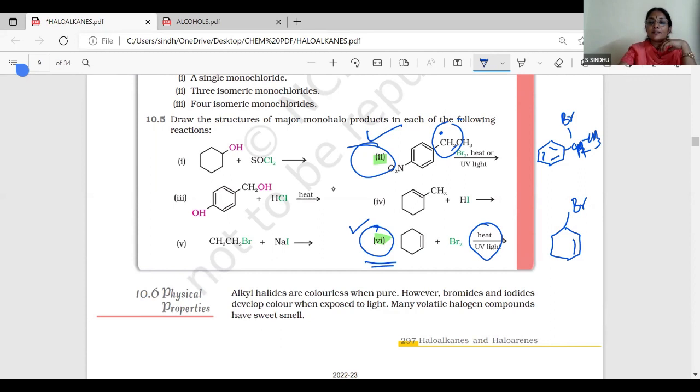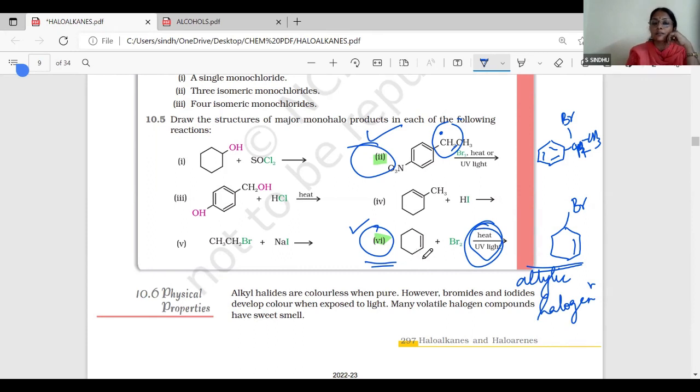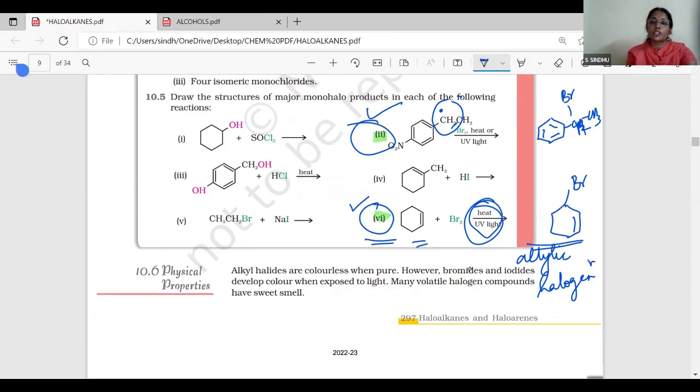So why is it so? You're getting allylic halogenation. When the temperature goes higher, it prefers allylic halogenation. This is one thing which is slightly different here. Allylic halogenation happens in the presence of heat and UV light. At high temperatures, rather than going for addition with double bond breaking, it prefers substitution because addition reactions are reversible at high temperatures.